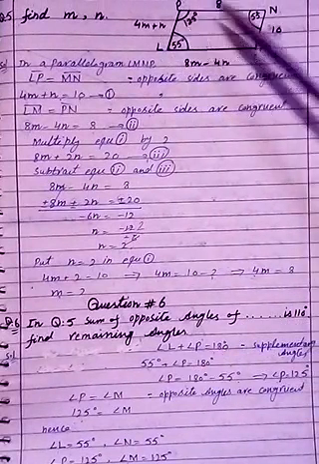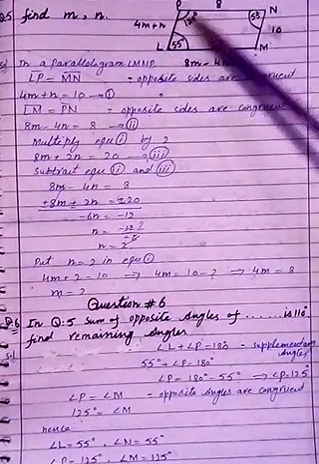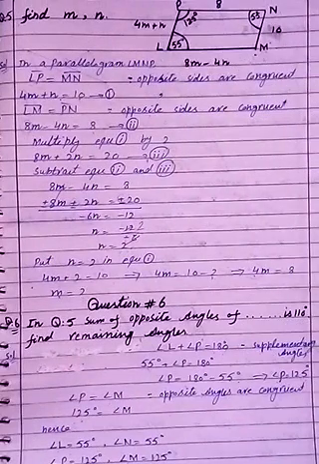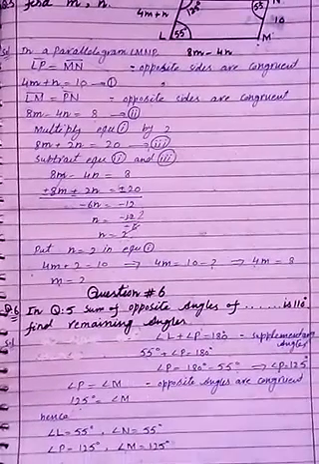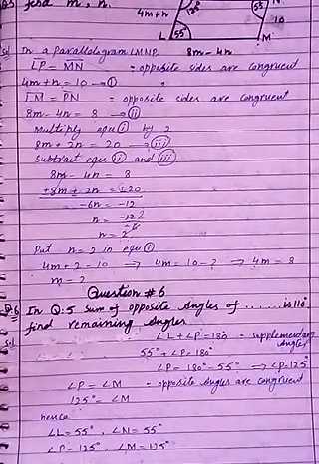This is 125, so M must be 125 because opposite angles are congruent. So I hope you understand both review exercise 11 and 10. Allah Hafiz.